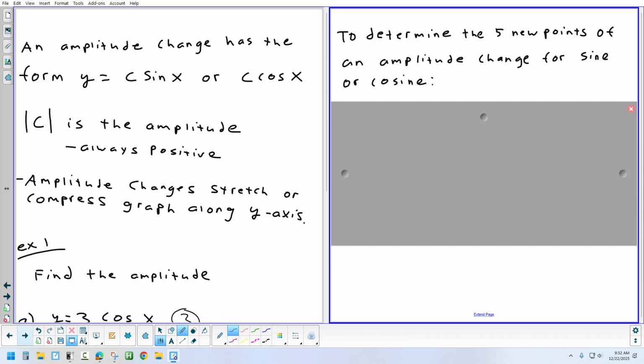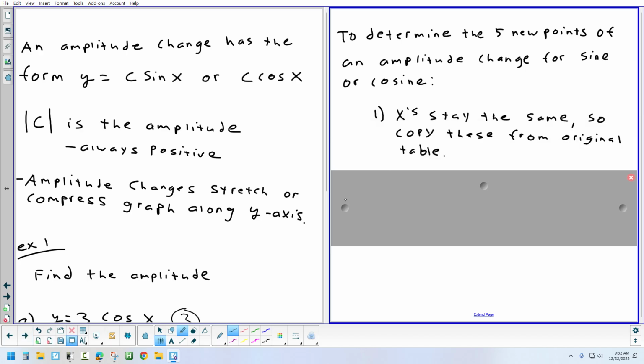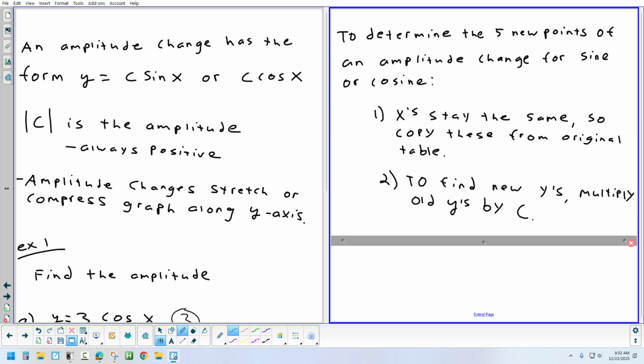All right, so making the table. Which column is not affected by stretching up and down or compressing up and down? Yep, x's. So that makes the arithmetic for this transformation very easy. The x's are going to stay the same. And to find the new y's, you're going to multiply the old y's by the stretch. Don't take the absolute value of the stretch. Just take whatever the stretch is, because if it's a negative, that's going to cause it to flip as well.